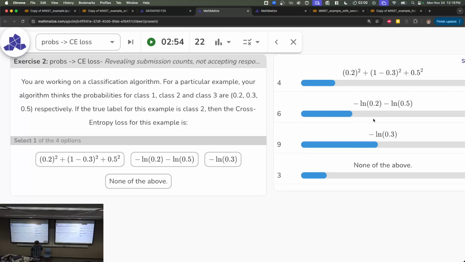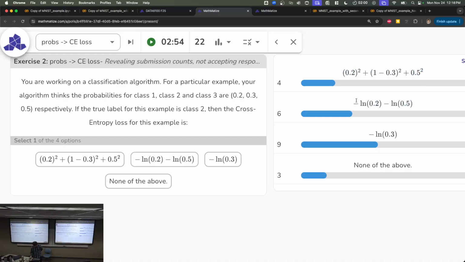Okay. 4 people said this one. This one is the mean squared loss. This is the mean squared loss between the vector 0.2, 0.3, and 0.5 and the vector 0, 1, 0. This is not correct. We're not doing the mean squared loss because we are treating the things as probabilities. So the mean squared loss is like the difference between vectors. These are probabilities. You have to treat them a little bit differently. A good example is the fact that they live between 0 and 1 and not just any real number. So that's not the right answer.